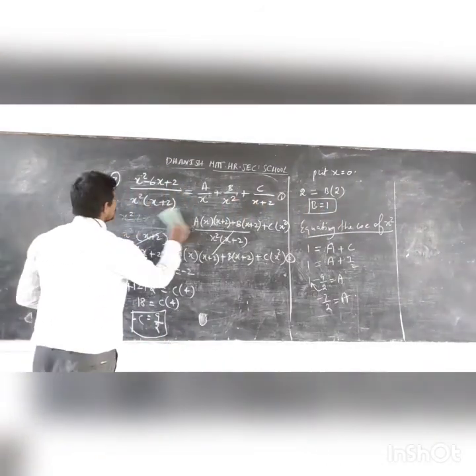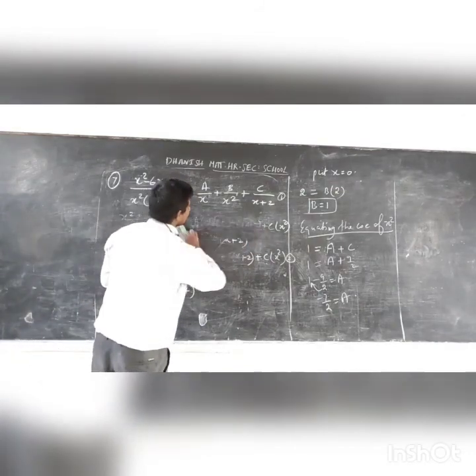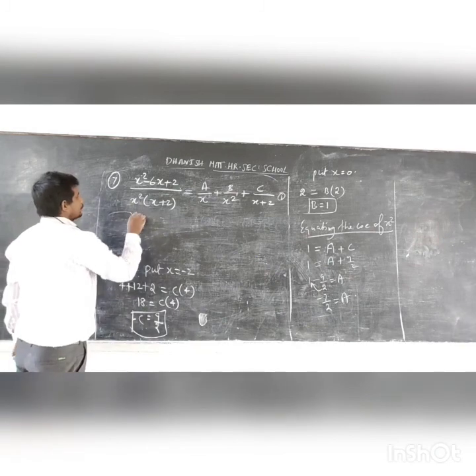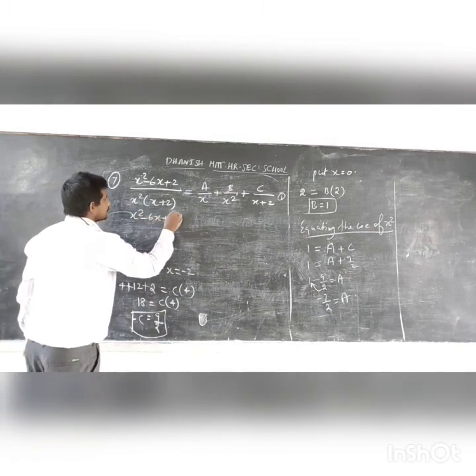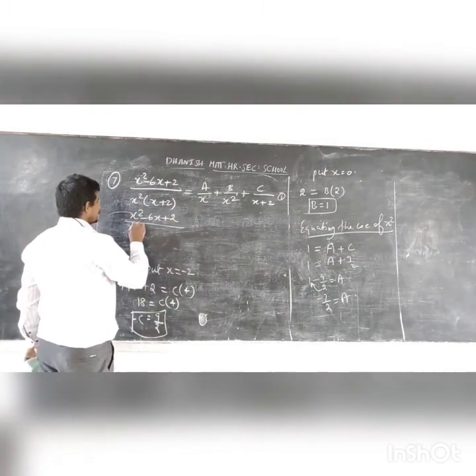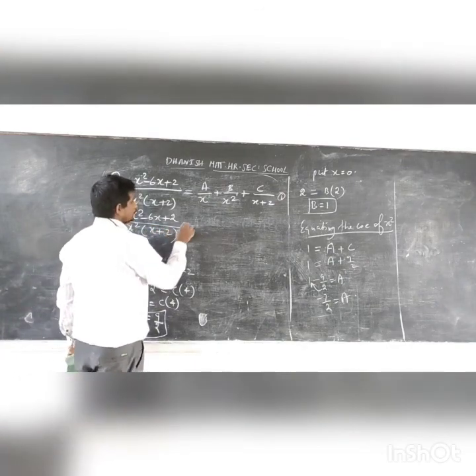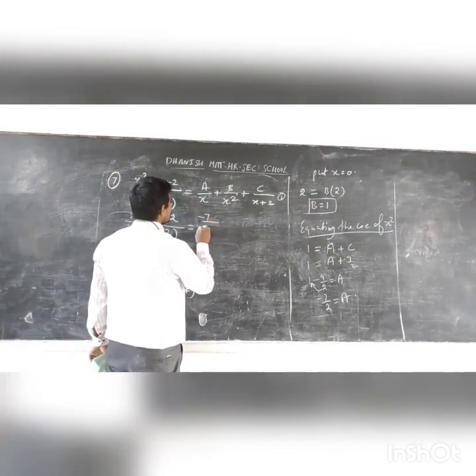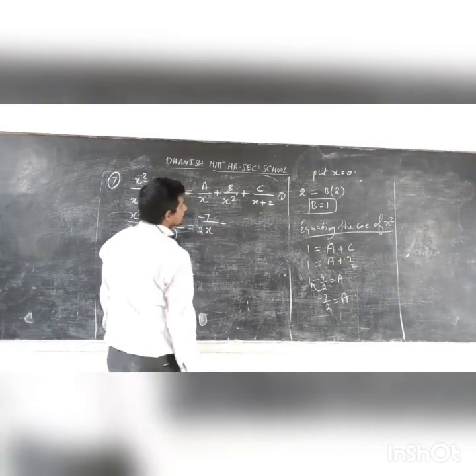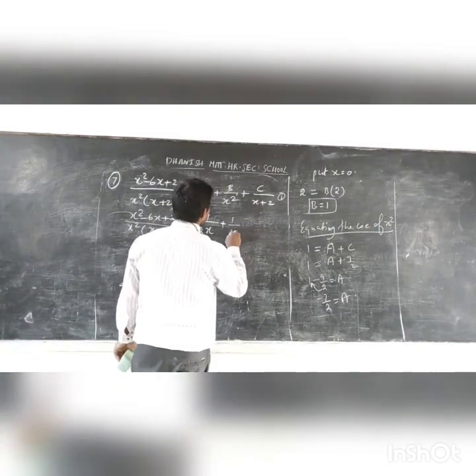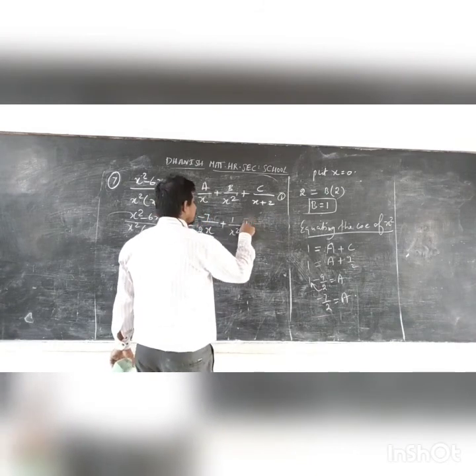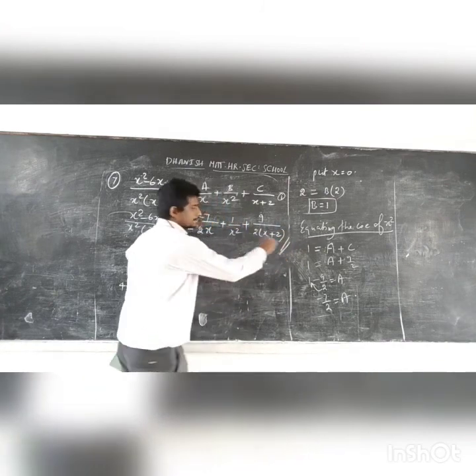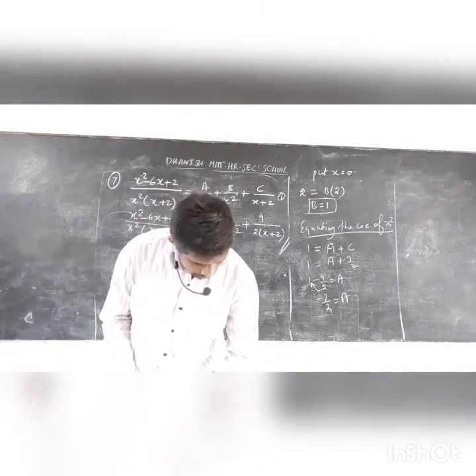Now we are going to substitute these three values in equation 1. So x square minus 6x plus 2 divided by x square into x plus 2 equal to a. What's our a? Minus 7 by 2 into x plus b. What's our b? Plus 1 by x square plus c, 9 by 2 into x plus 2. That's it.